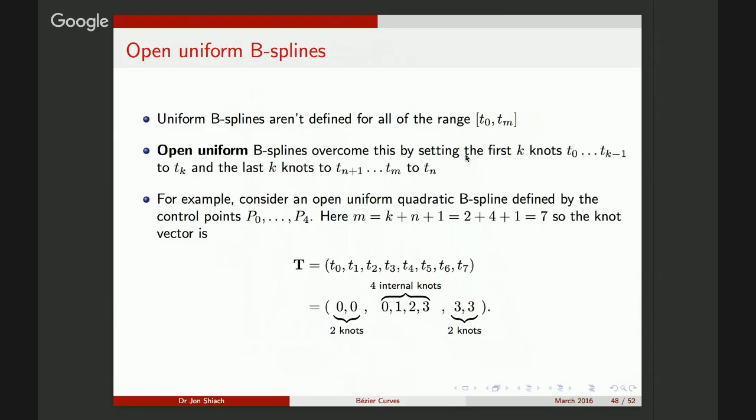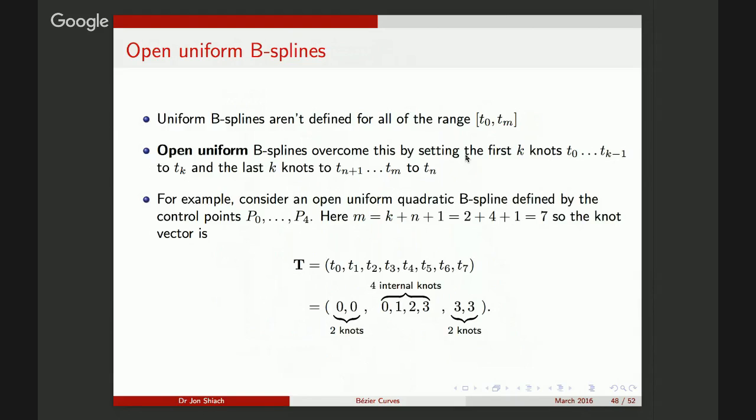Now, open uniform B-splines gets over this by padding out our knot array. In other words, have a look at this knot array. So this is for a quadratic B-spline. What we can do is put the first 2 knots to be the same as that number there. So these 4 internal knots were where originally my B-spline was defined. We can pad out the first 2 knots to be the same as that number, and the last 2 knots to be the same as that number.